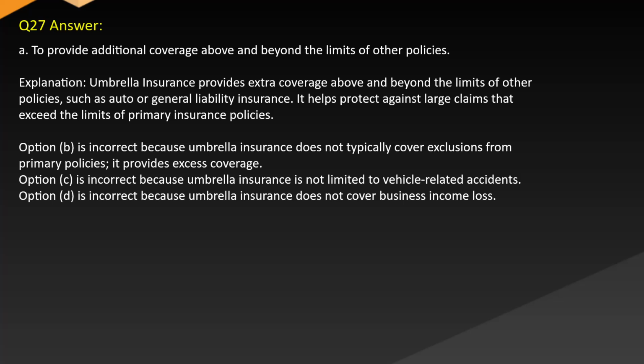Option B is incorrect because umbrella insurance does not typically cover exclusions from primary policies. It provides excess coverage. Option C is incorrect because umbrella insurance is not limited to vehicle-related accidents. Option D is incorrect because umbrella insurance does not cover business income loss.